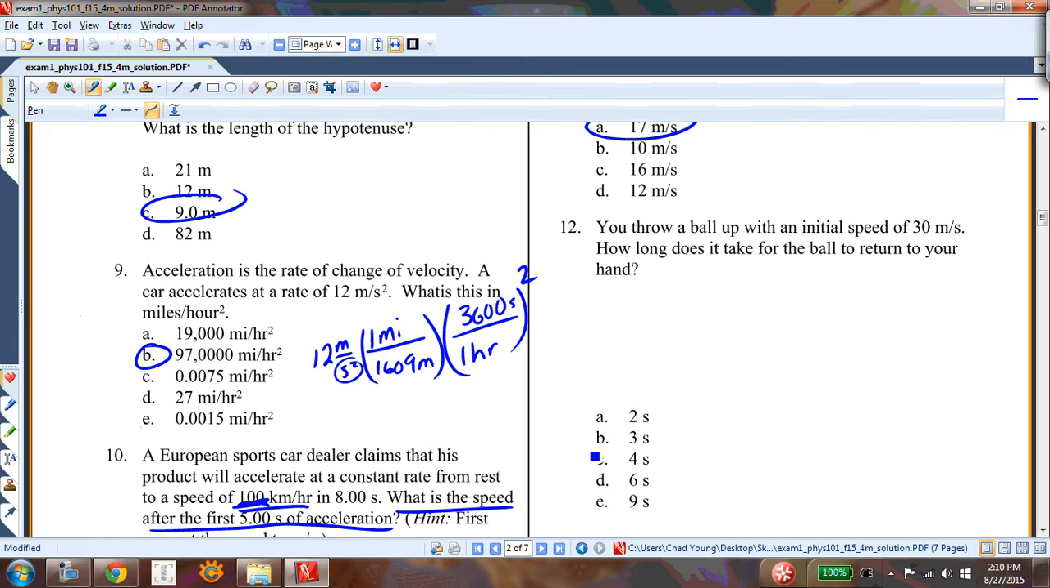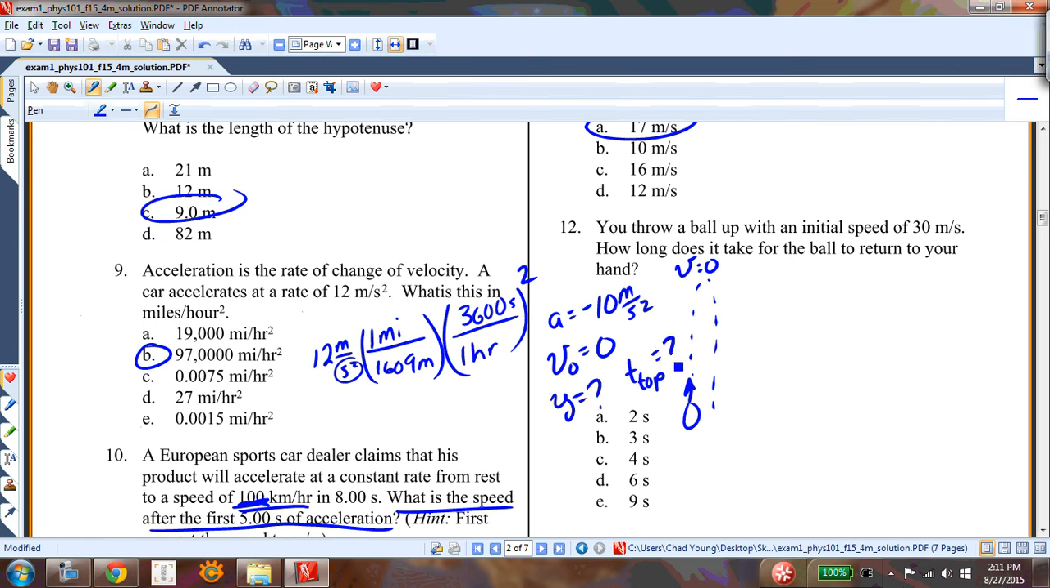You throw a ball up with an initial speed of 30 meters per second. How long does it take for the ball to return to your hand? Right, so I throw this ball, it goes up and comes back down again. I know that at the top the velocity is equal to 0. I also know that the acceleration is minus 10 meters per second squared. I do not know how far it goes up, nor do I know the time for it to go up. I'm going to call the time for it to go up T top. I don't know that, but I do know that at the top of the trajectory, V is equal to 0.